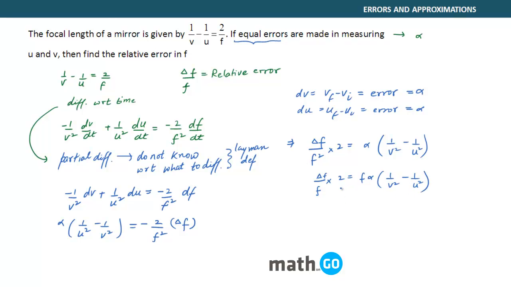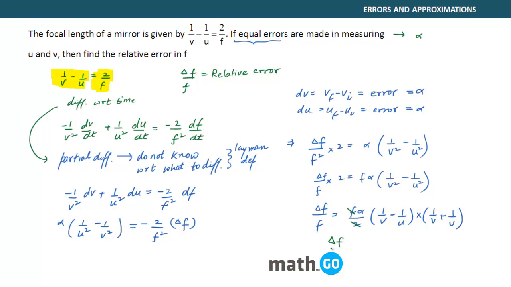What is the value of f now that you have? You already have the value of f in the question, so just replace that value. In fact, I can write Δf/f = fα/2, and then split this into (1/v − 1/u)(1/v + 1/u). So what is 1/v − 1/u? Can you see it here? It is already there with you, 2/f. So it will actually get cancelled with this f/2.